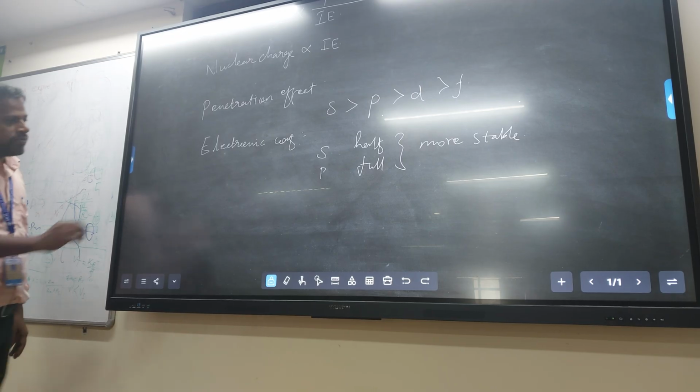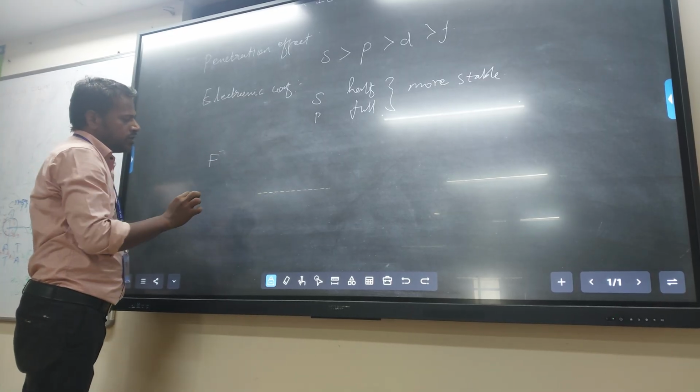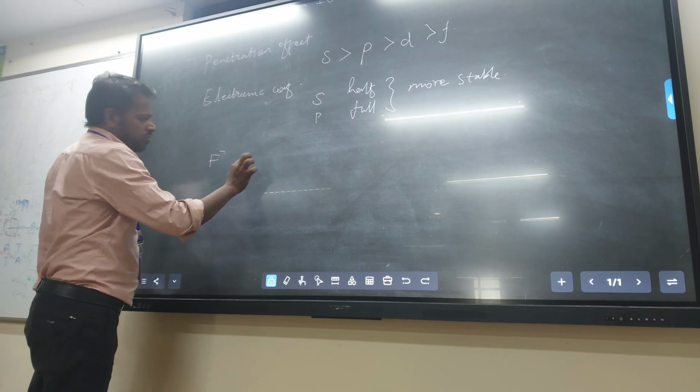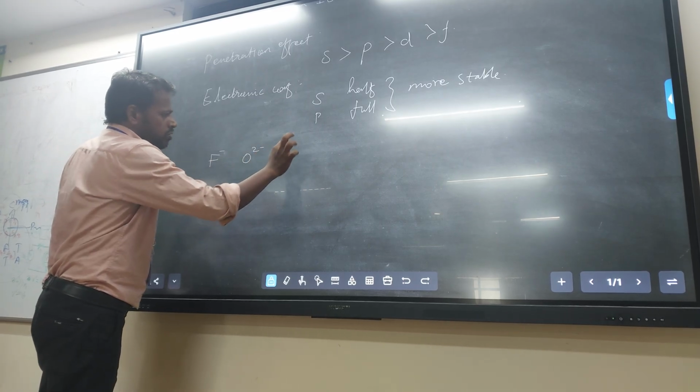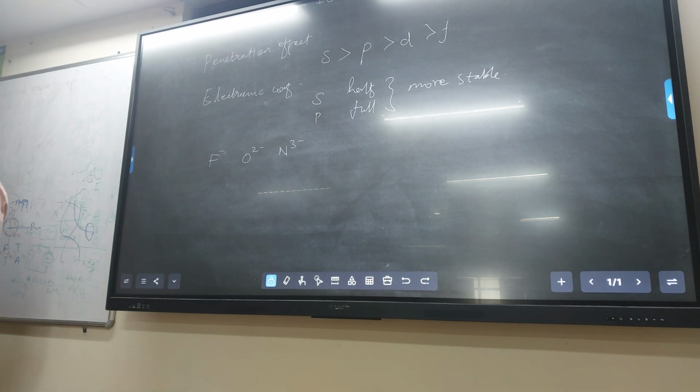This one I explained. F minus... arrange in increasing order of ionization energy. Arrange the increasing order of ionization energy.